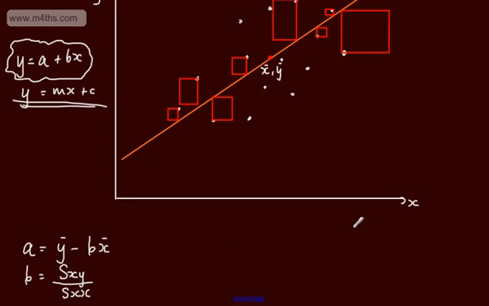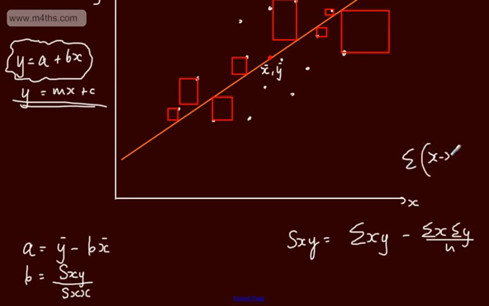Now Sxy is saying, if I have Sxy, I've got the sum of xy minus the sum of x multiplied by the sum of y, over n, where n is the number of items that we've got. So we've got this right here. We've got the sum of x, the sum of y, and then we're subtracting away. So this is Sxy. If you like, you could write that this is the sum of x minus x bar multiplied by y minus y bar.